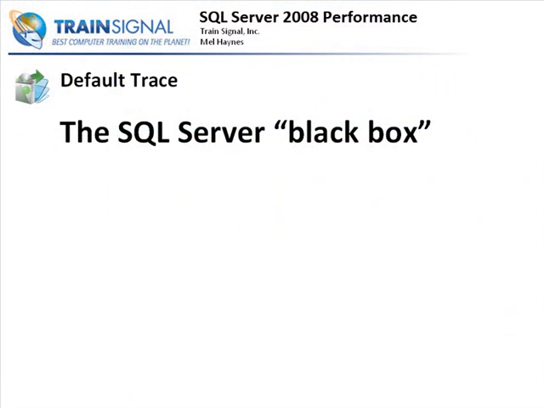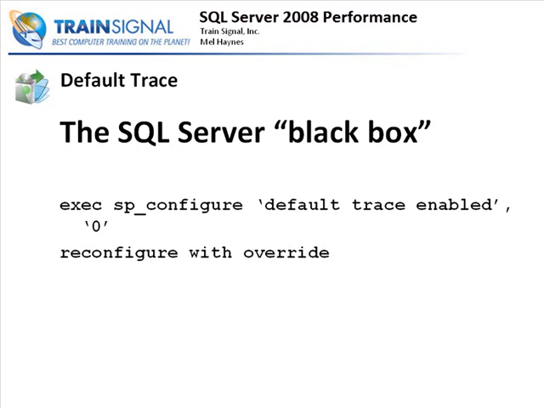Moving on to the default trace, also known as the SQL Server black box. Like if your server crashes, the black box survives, and you can go and analyze what's in it and see what went wrong. That's kind of what default trace is. And as the name indicates, it is a default tracing mechanism that's always on by default unless you specifically turn it off. And there's a stored procedure, sp_configure, that you can run that will turn it off.